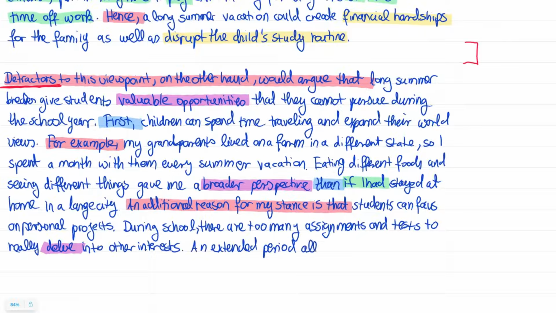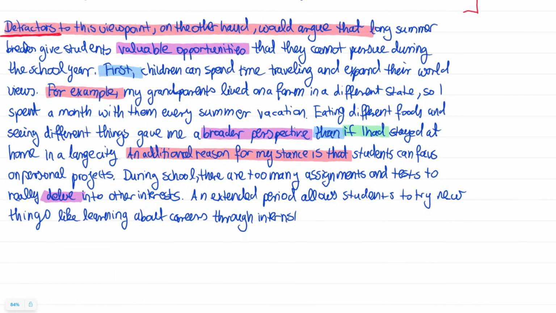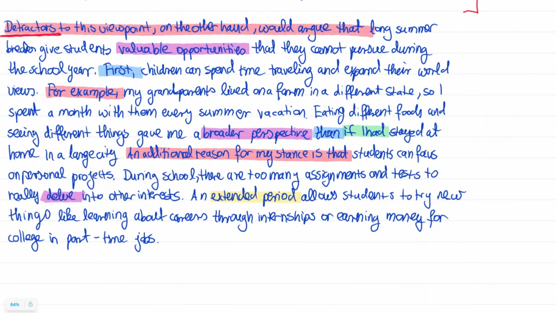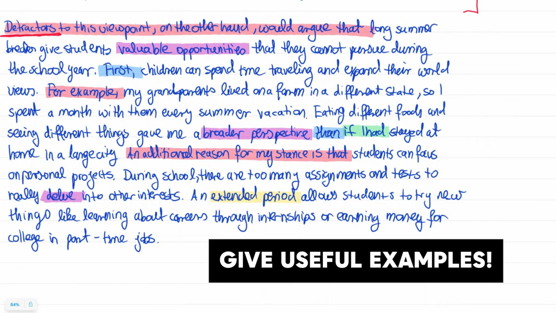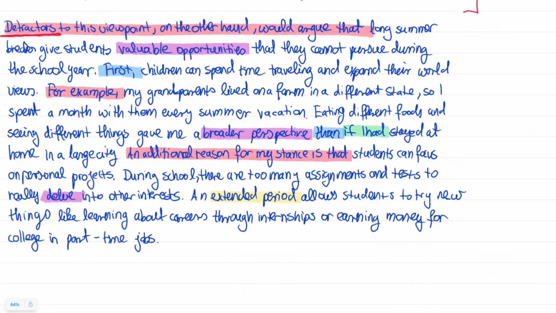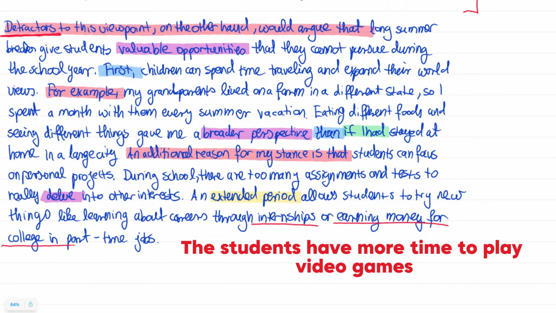An extended period allows students to try new things, like learning about careers through internships or earning money for college and part-time jobs. I've used short break and long break a lot, so I chose to paraphrase it here. Extended period. When you give examples, make sure that they are useful. They must support your view. Let's check out the examples I give here. I talk about internships or earning money for college in part-time jobs. I could also say that the students have more time to play video games, but this is probably not going to convince my audience that a long break is important.